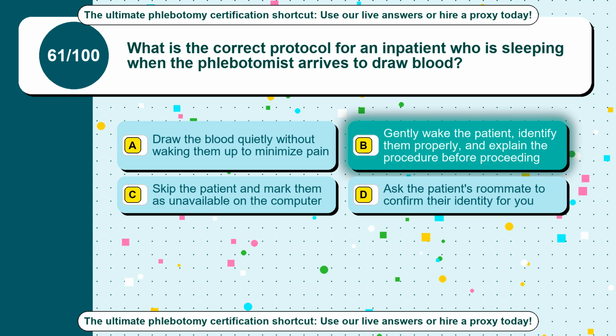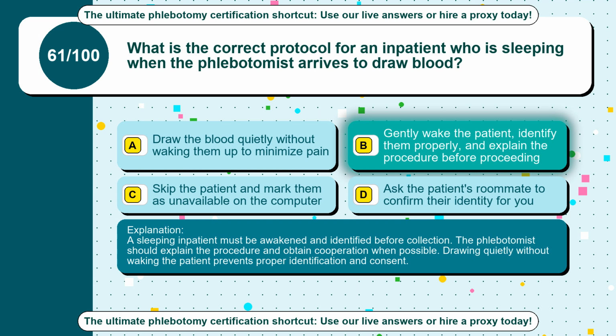The correct answer is option B, gently wake the patient, identify them properly, and explain the procedure before proceeding. A sleeping inpatient must be awakened and identified before collection. The phlebotomist should explain the procedure and obtain cooperation when possible. Drawing quietly without waking the patient prevents proper identification and consent.